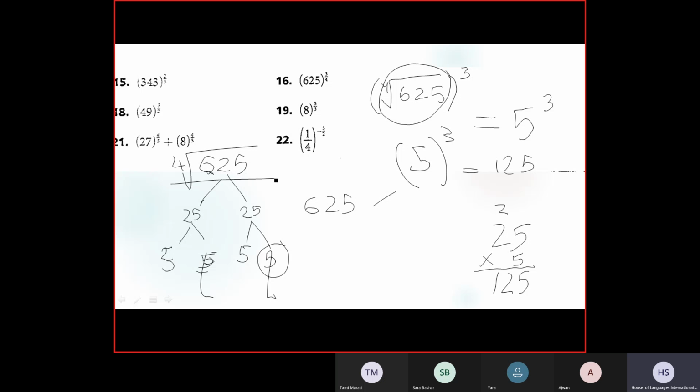Here, what do we have? 625. What is the number that when you multiply it 2 times, you get 625? 25. So 25 times 25 is 625. But 25 is 5 times 5, and the other 25 is also 5 times 5. So 5 times 5 times 5 times 5. So what is the fourth root of 625? It's 5. This is the first one.